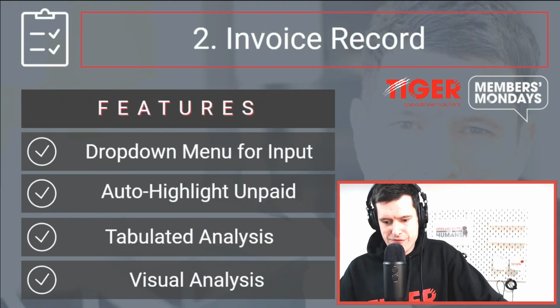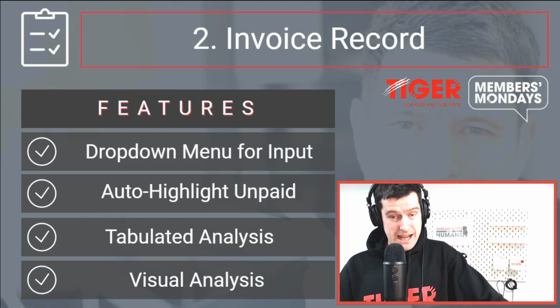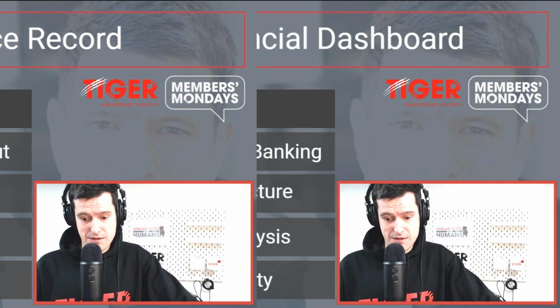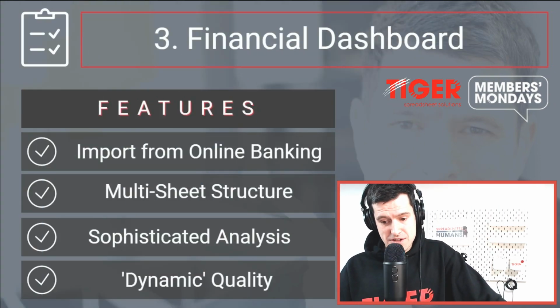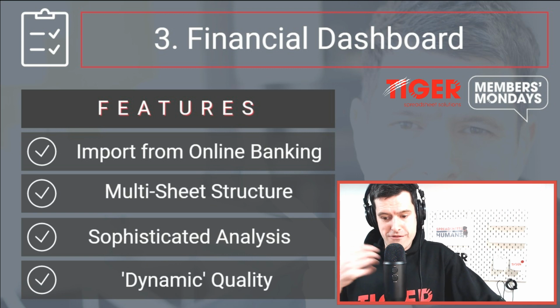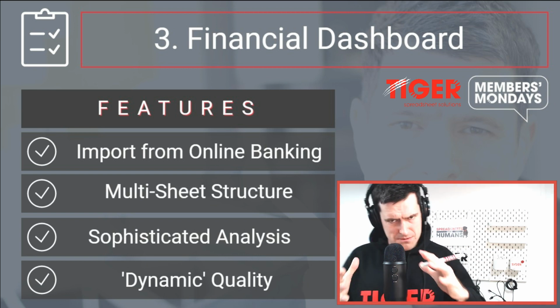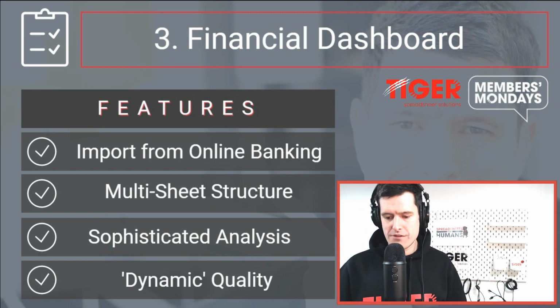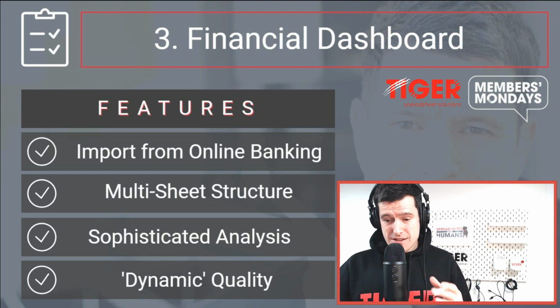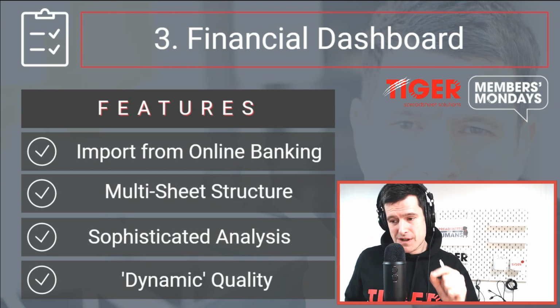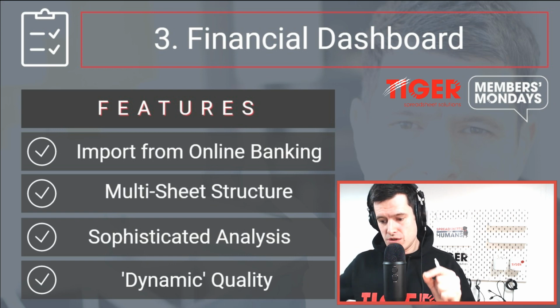And we've got the invoice record. You can download the invoice record and use it yourself. And then we had a look at the third example, financial dashboard, which works with an import from online banking, multiple sheet structure, sophisticated analysis, and dynamic quality, which means we can change the months and all of the analysis updates there. So there's three easy ways that you can apply Excel to your business.